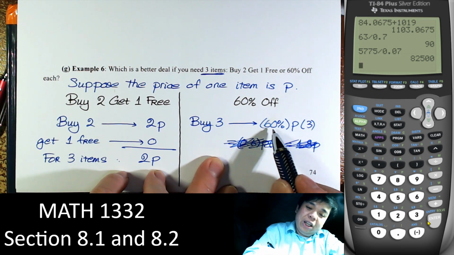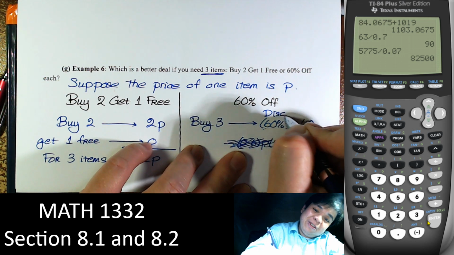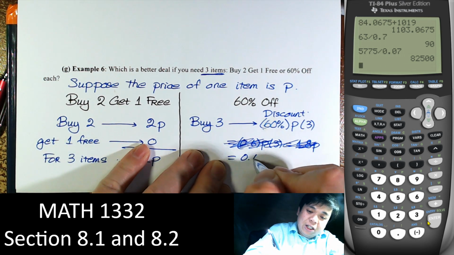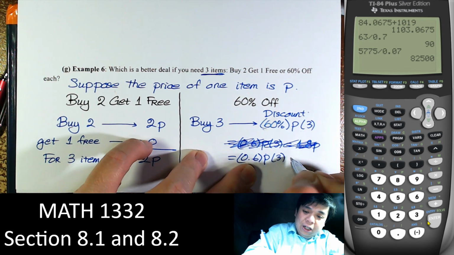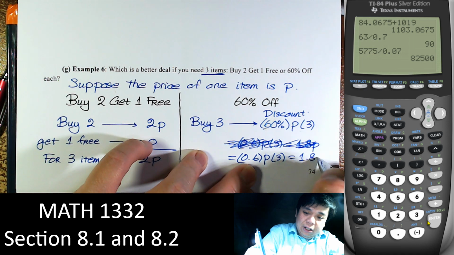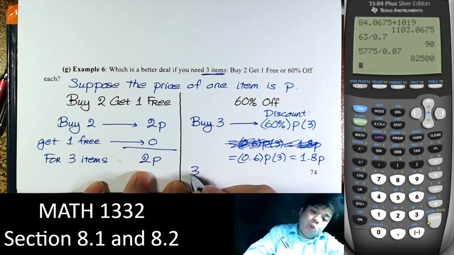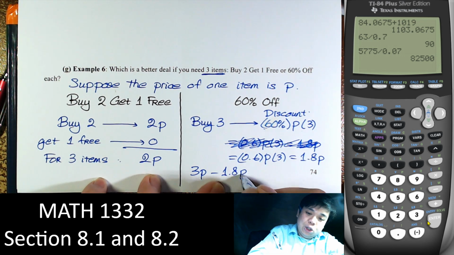So we buy 3 and 60% off. So this is actually just the discount. Sorry, the discount is 0.6 times p times 3. We did have 1.8p. So the discount is 1.8p. We actually pay 3p minus 1.8p, so the actual price is only 1.2p.